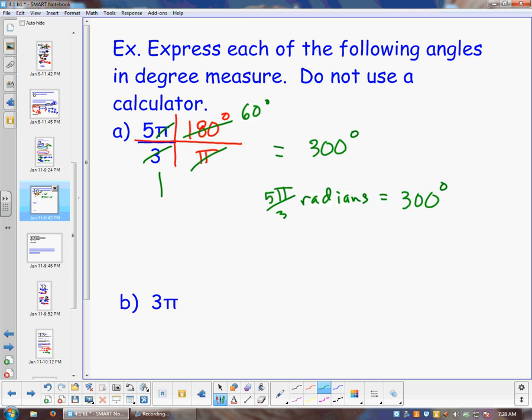And one last one, let's say we want to convert 3 pi radians to degree measure. We would multiply by 180 degrees over pi radians. The pi divides out, radians divides out, and we'd be left with 3 times 180, which I believe is 540 degrees.